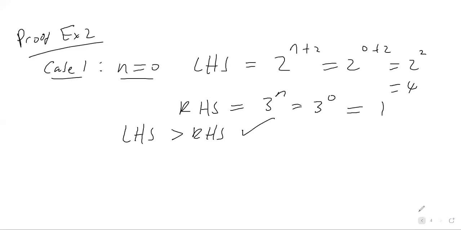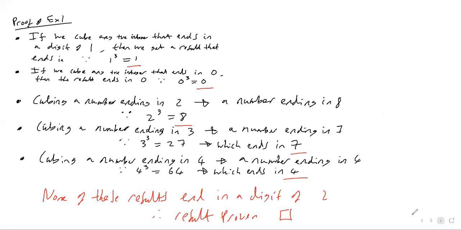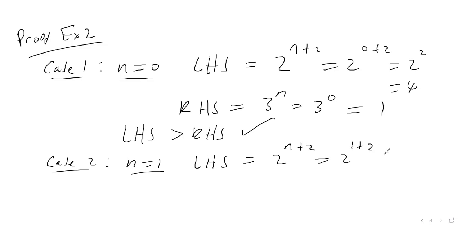I'll just put a tick by that to denote that this statement is true in the first case. Okay, so now let's look at case number 2. So case number 2 is that n equals 1. So the left-hand side when n is 1 is going to be equal to 2 to the power of n plus 2. Well, that's just 2 to the power of 1 plus 2, which is 2 to the power of 3, and that's 8. So we get 8 there.